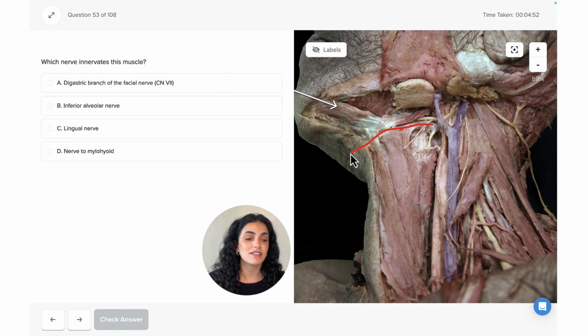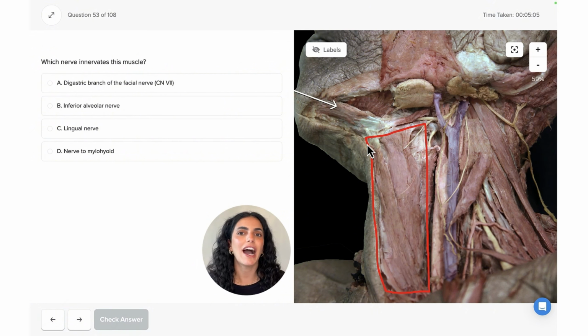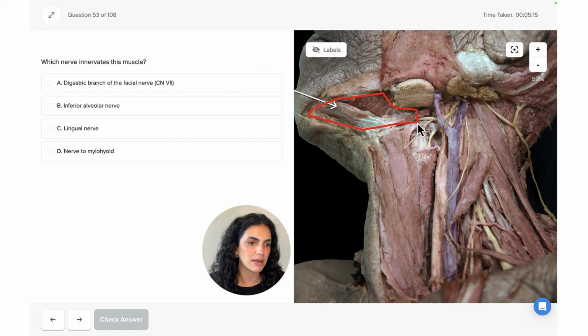So all of these muscles that you're seeing below it are going to attach onto the hyoid bone. Because all of these muscles are found inferior to the hyoid bone, they are referred to as our infrahyoid muscles, also known as our strap muscles. We have muscles that are found superior to the hyoid bone. This includes our digastric muscle, as well as the geniohyoid and the mylohyoid. Those are considered our suprahyoid muscles.